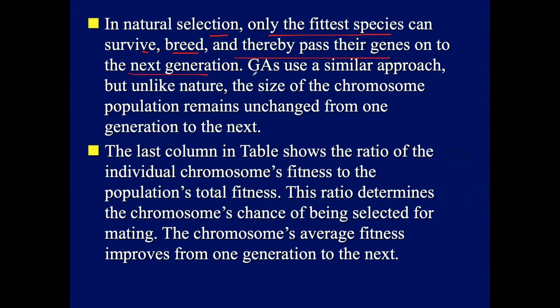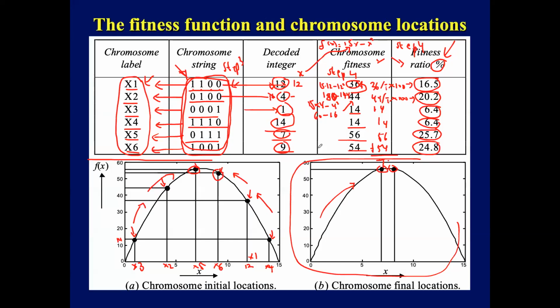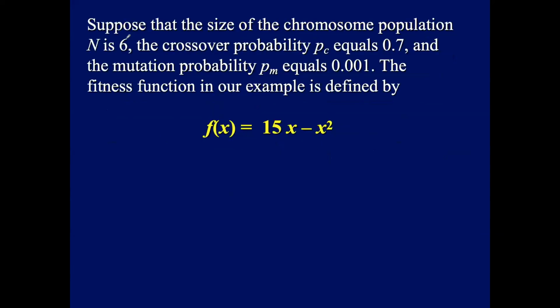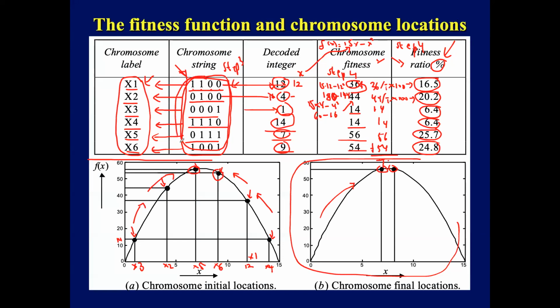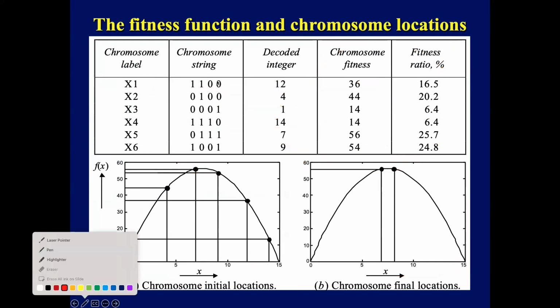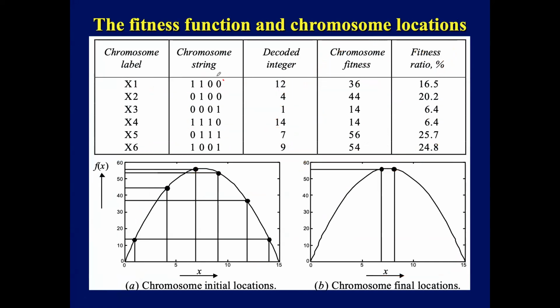So in evolutionary computation, the genetic algorithms we are using also use a similar approach. But unlike nature, the size of the chromosome population will remain unchanged from one generation to the next. Okay. So because at the start here we said we are going to work with a size of 6 chromosomes, that is the same size we have started with, okay, here in this figure. So this is the number of chromosomes we started with, okay? They are 6 in number. N is equal to 6.